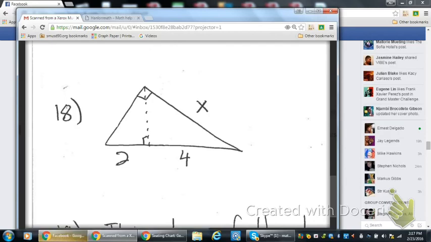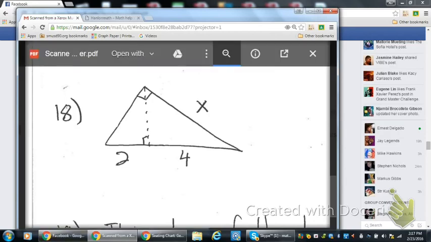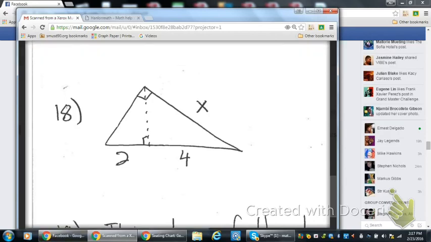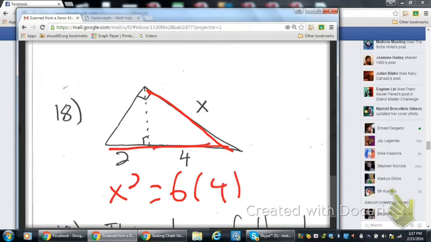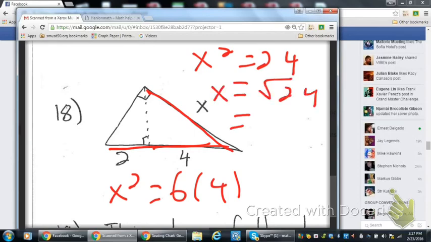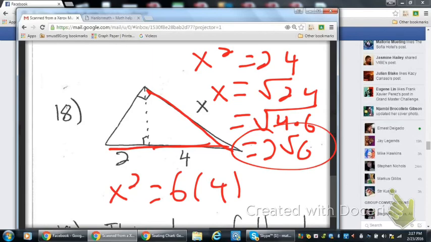All right, we got 18 left. So this one is, again, always start with the side squared. x squared equals the whole 6 times the part closest to the leg, so it's 6 times 4. x squared is 24. So x equals root 24. Rewrite it as a product of a perfect square and some other number. So we get 2 root 6. Okay? It's 18.